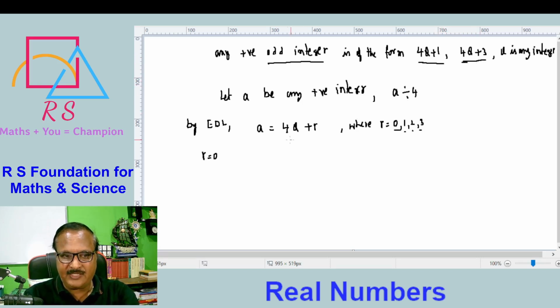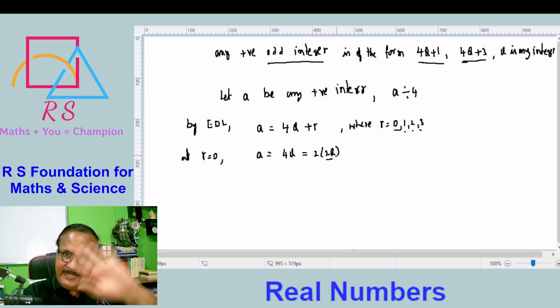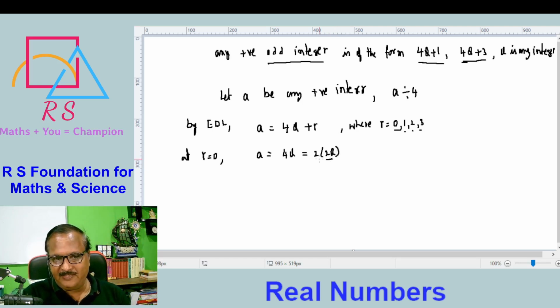So let us understand a when r is equal to 0. Then a is equal to 4q only. So 4q means 2 into 2q. q is an integer, so 2q is also an integer. Because it is multiplied by 2, it is an even number, because we got this definition from the previous question: 2 into something is always an even number. So at r is equal to 0, a is an even number.